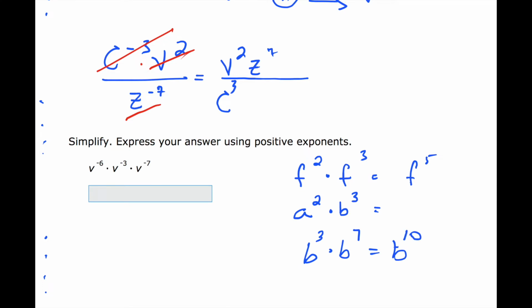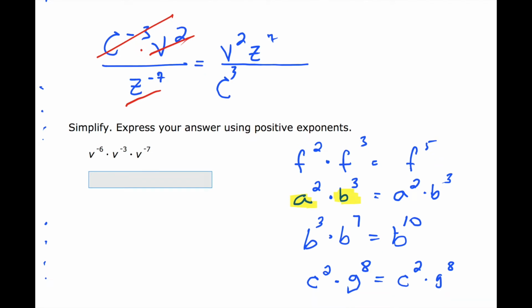And what if I did C squared times G to the 8th? What would that be? No, because the bases are different. Remember we did this one over here? You can't do it. The answer is a squared times b cubed. They can't talk to each other. Why? Because they don't have the same base. Remember, it's all about the base.